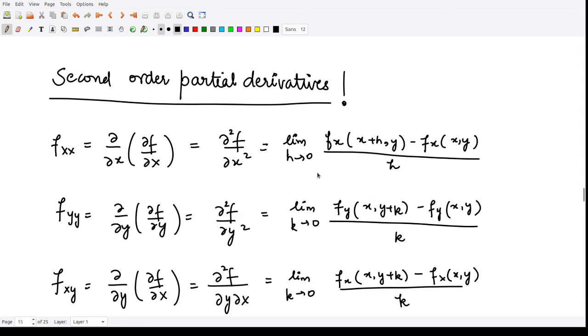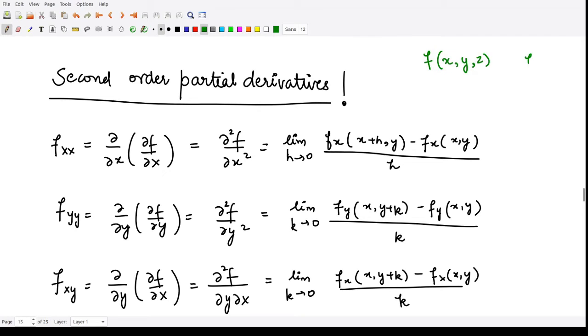So today we shall be studying about second order partial derivatives. In the last class we have seen what partial derivatives are. We have also studied these first order partial derivatives. Suppose you have some function f corresponding to these three variables.